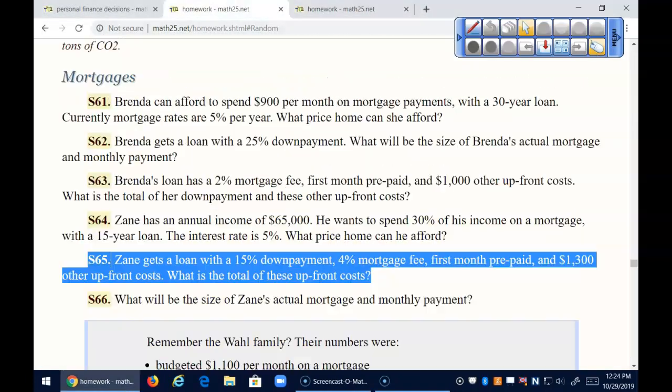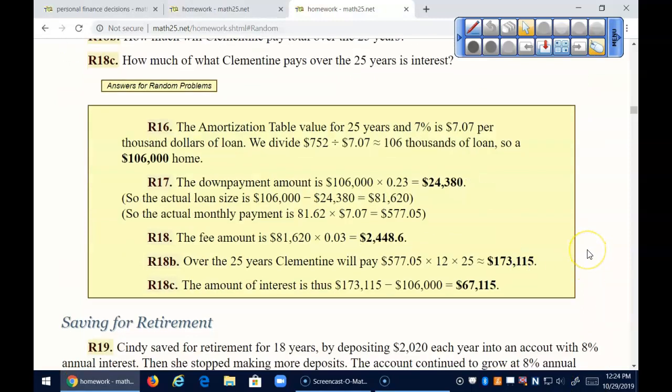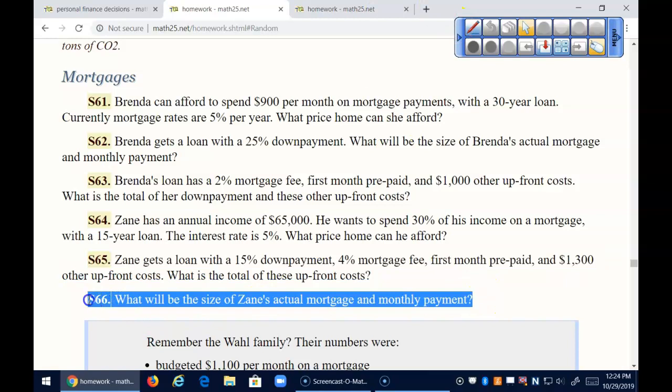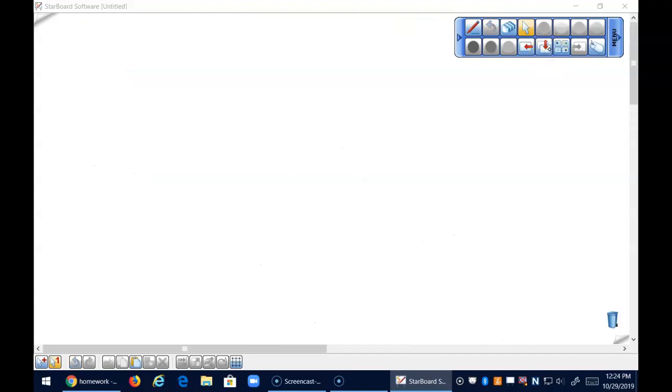I'll come back if you want, but again, for this one, they're broken up. Fee amount is this, and it doesn't ask for the rest. It's just a random. Grab that, go back to here. Okay, anyone need more time on this slide? Okay, holler if you do.